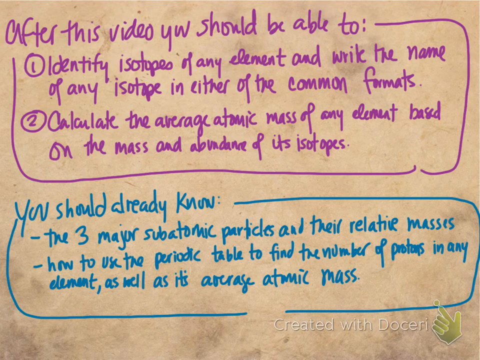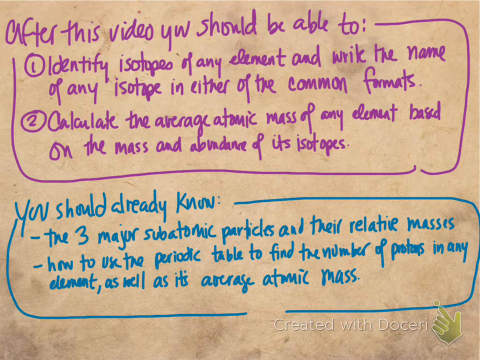So, after this video, you should be able to identify isotopes of any element and write the name of any isotope in either of the two common formats. You should also be able to calculate the average atomic mass of any element based on the mass and abundance of its common isotopes.